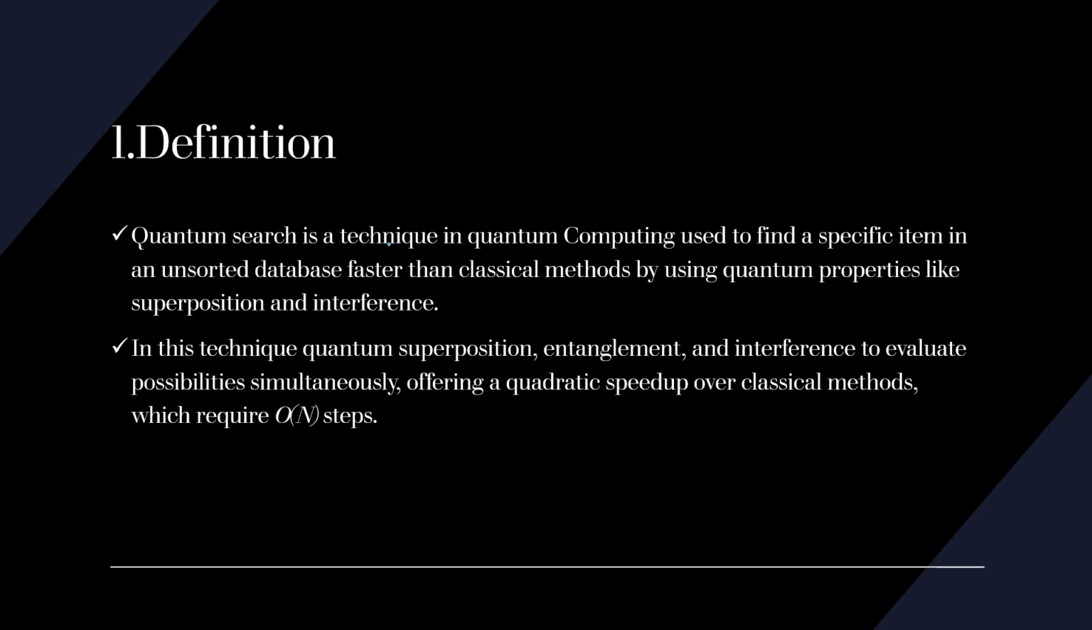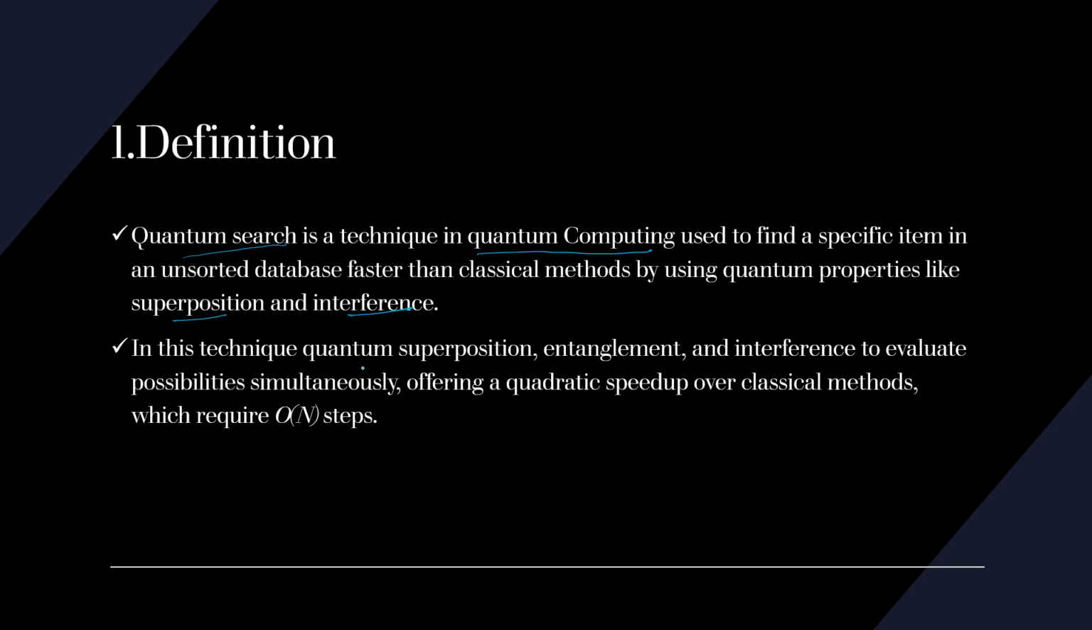Quantum search is a technique in quantum computing used to find a specific item in an unsorted database faster than classical methods by using quantum properties like superposition and interference. That clearly shows that quantum search is completely different from normal computing, and it is used in quantum computing. Why is it called quantum? Because it uses quantum physics concepts like superposition and interference.